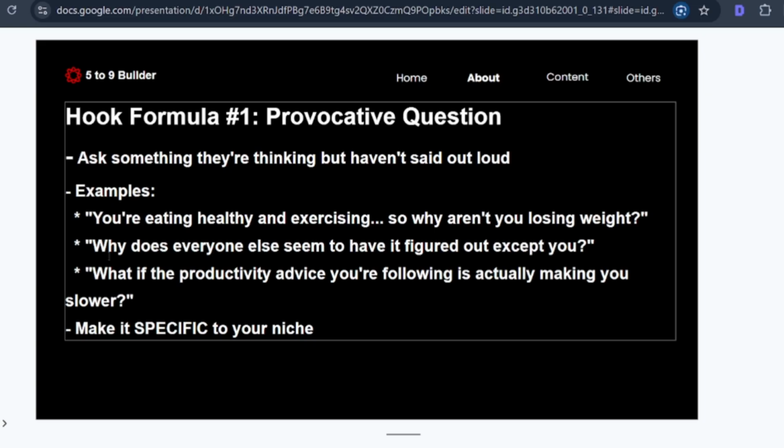You understand? So, for example, you are eating healthy and exercising. So why aren't you losing weight? Now, if you write something like this as a hook, like what I show you, if somebody who is trying to lose weight reads something like this, he's going to be pulled in and ask, oh, somebody is even thinking about what I was thinking. Okay, another provocation question would be, why does everyone else seem to have it figured out except you? Somebody is trying to figure things out.